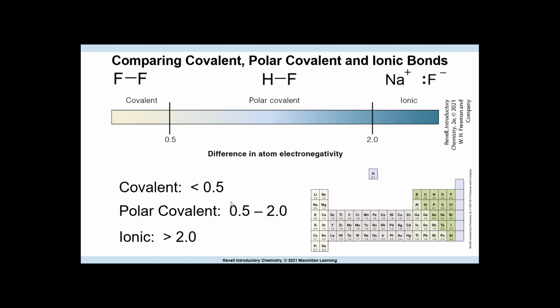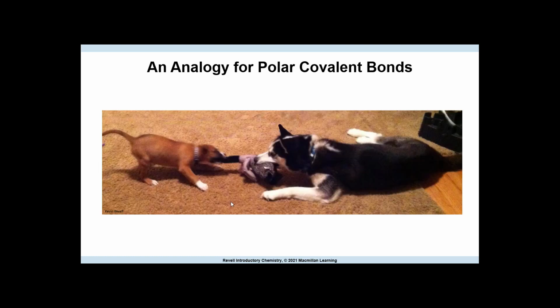We measure just how covalent or how ionic a bond is by measuring the difference between the electronegativities of the two elements. As a general rule, bonds are classified this way. Covalent bonds have a difference in electronegativity of less than 0.5. Polar covalent bonds have a difference between 0.5 and 2, and bonds with a difference of greater than 2 are considered ionic.